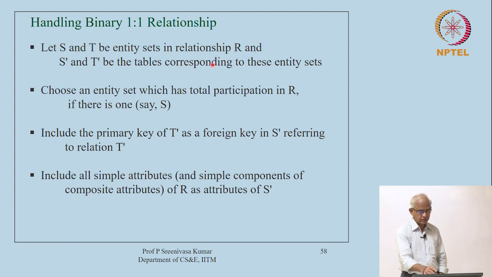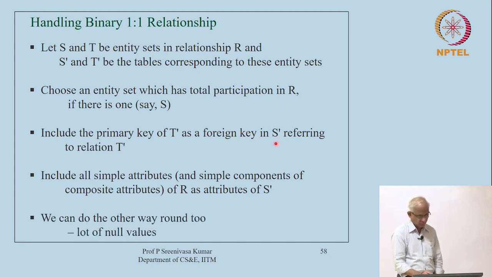And in case this relationship type itself has some attributes, then map all those simple attributes or simple components of those composite attributes as attributes of S prime. Okay, this is one approach. I will show you an example, and then it will become clear as to what we are exactly doing. So, we give preference to the one that has total participation, and we basically change the relation scheme of that particular thing by including the primary key of the other as a foreign key here.